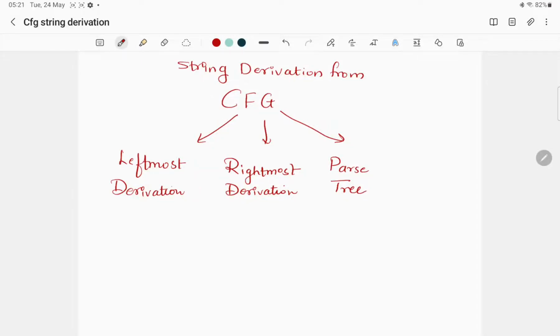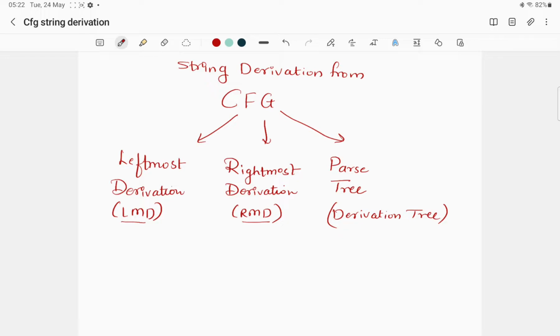Welcome dear students. Today's topic for the video is deriving a string from a given context-free grammar. If I want to derive a string from the given context-free grammar, I can do that in any one of three ways. The first method is called the leftmost derivation, in short LMD. The second method is the rightmost derivation, RMD, and the third method is called a parse tree, sometimes called a derivation tree. If we use any of the three methods, we can derive the string from the context-free grammar.